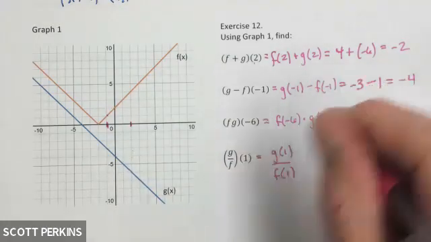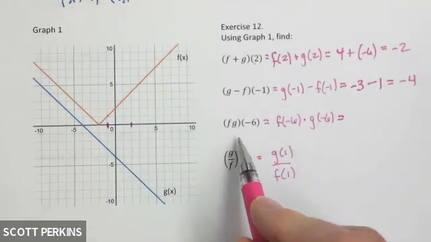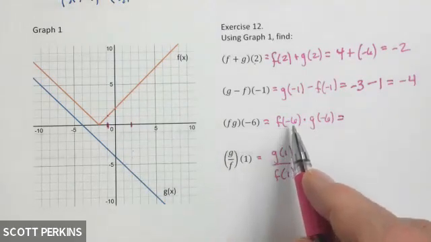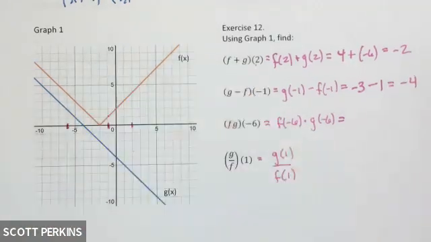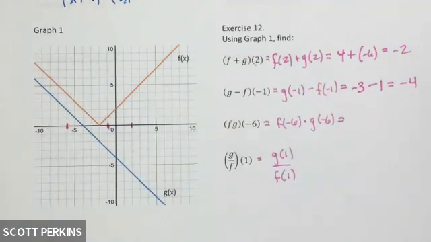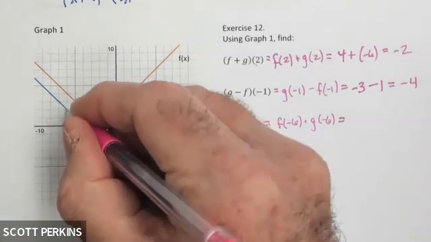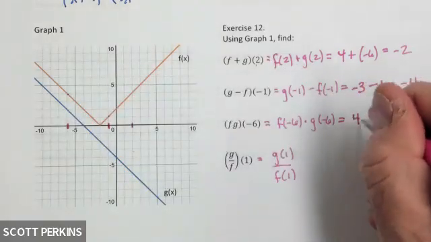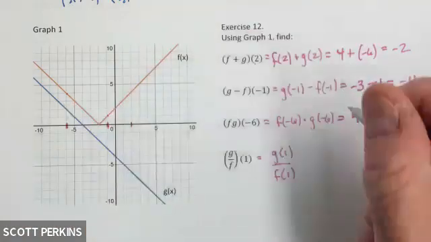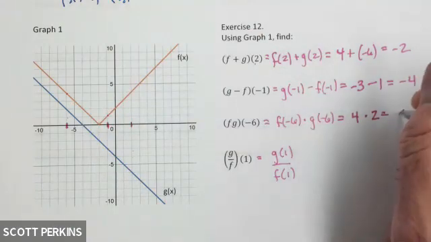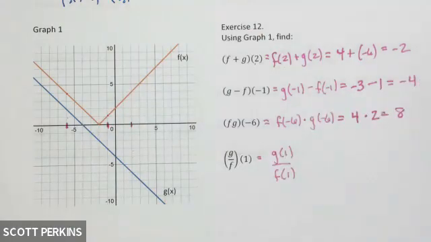The next one is f times g at negative 6. So again, I've separated it into f at negative 6 times g of negative 6. So I'm going to go to the x value negative 6. I'm going to make a little mark. So f is the orange graph. What's the value of the orange graph at negative 6? Okay, I'm going to climb 1, 2, 3, 4 up. Yes, so that's 4 times. What's the value of g, the blue graph at negative 6? Okay, I'm going to climb up 1, 2. So I have 4 times 2, and so the value of the multiplication function is 8.